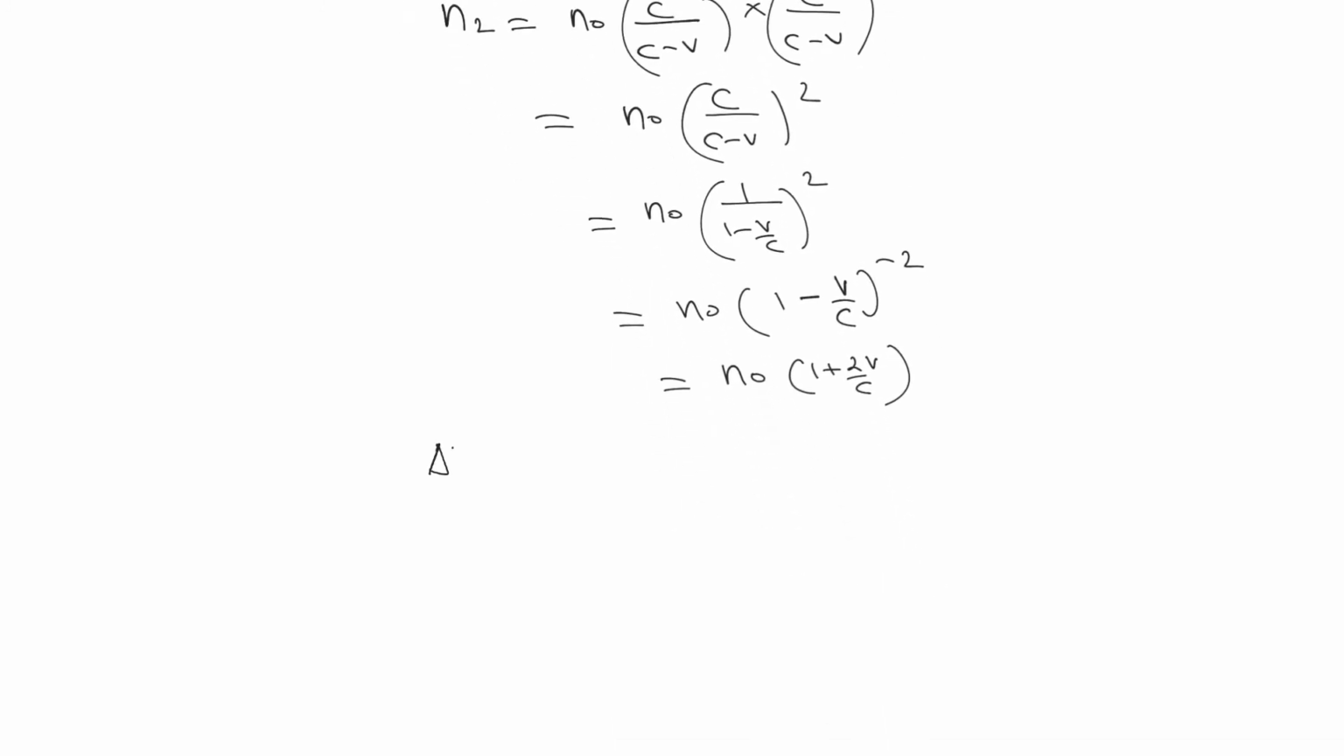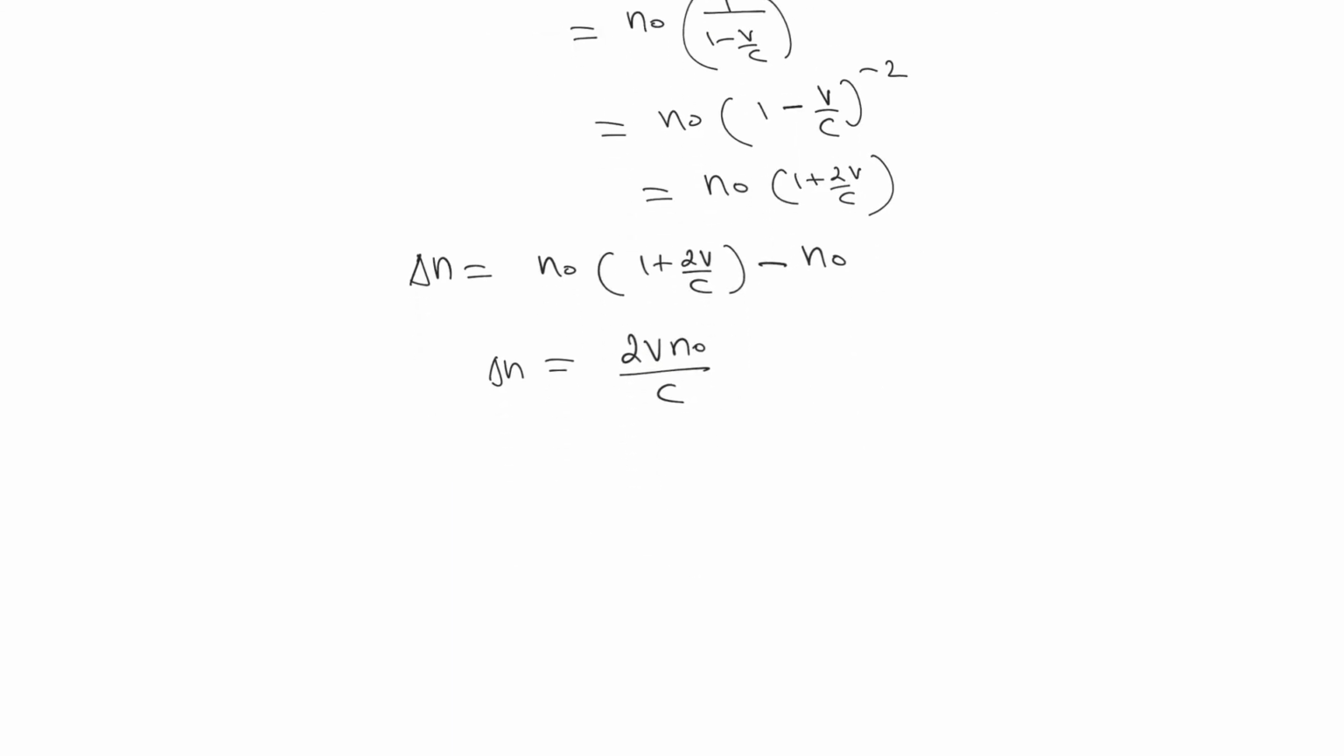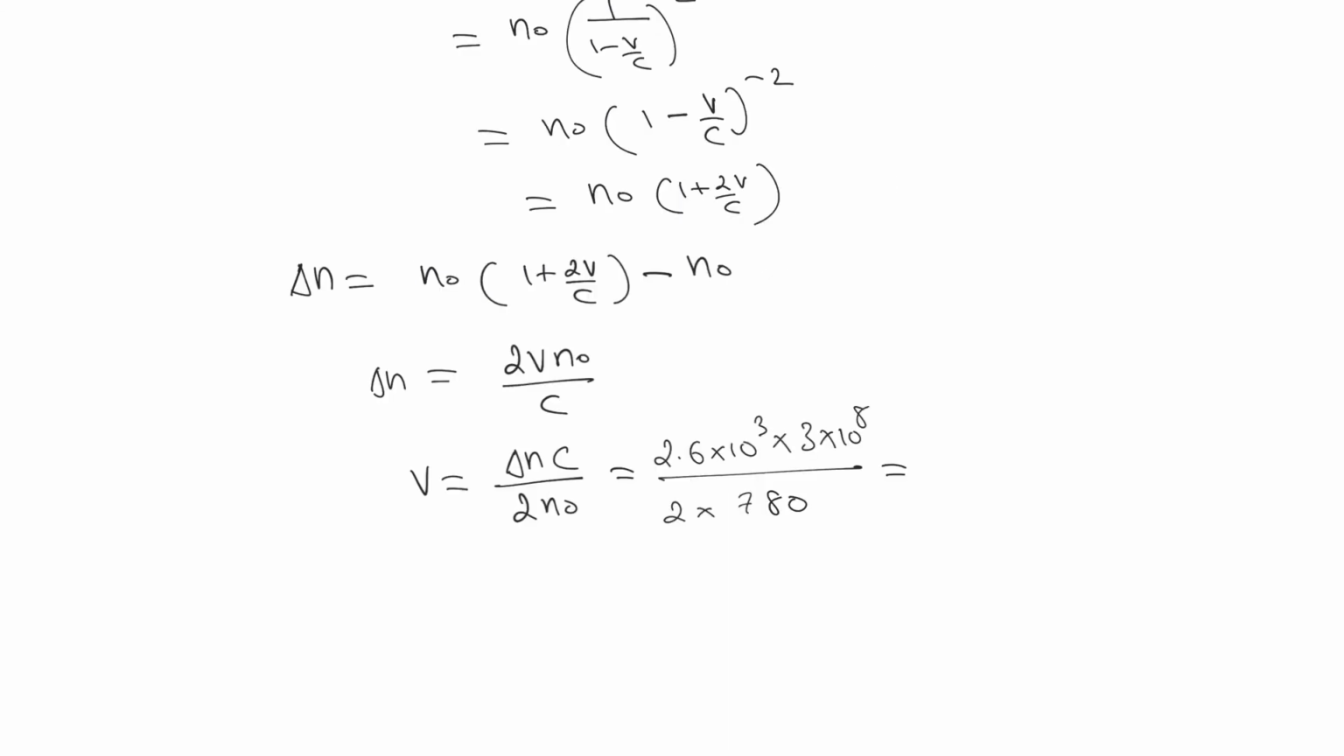So we can find the value of the change in frequency. The change in frequency is n0 into 1 plus 2v divided by c minus n0, which can be written as nothing but 2v into n0 divided by c. So we get the change in frequency, and what we need is the value of v. So v is delta n into c divided by 2n0. Now we can substitute these values. After calculation you will get 0.5 kilometer per second.